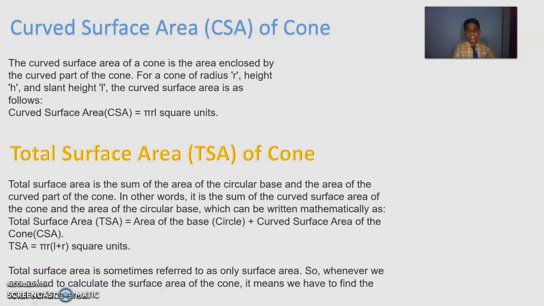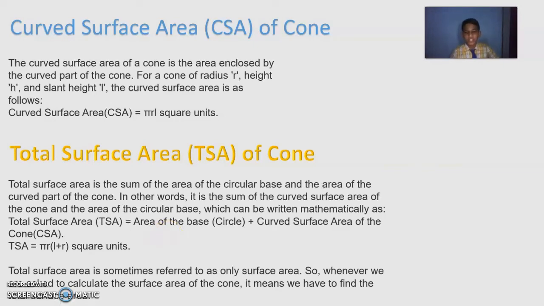Curved surface area CSA of a cone. The curved surface area of a cone is the area enclosed by the curved part of the cone. For a cone of radius r, height h and slant height L, the curved surface area is as follows. Curved surface area or CSA equal to pi r L square units.